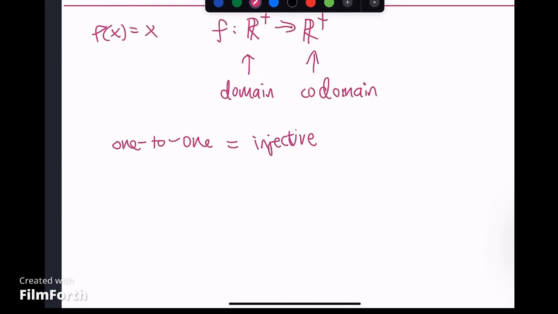Any ideas? Yeah, so I've seen a response that every input has its own unique output, right? It's quite obvious because this is basically a linear function, right? This is equivalent to y equals x. Okay.